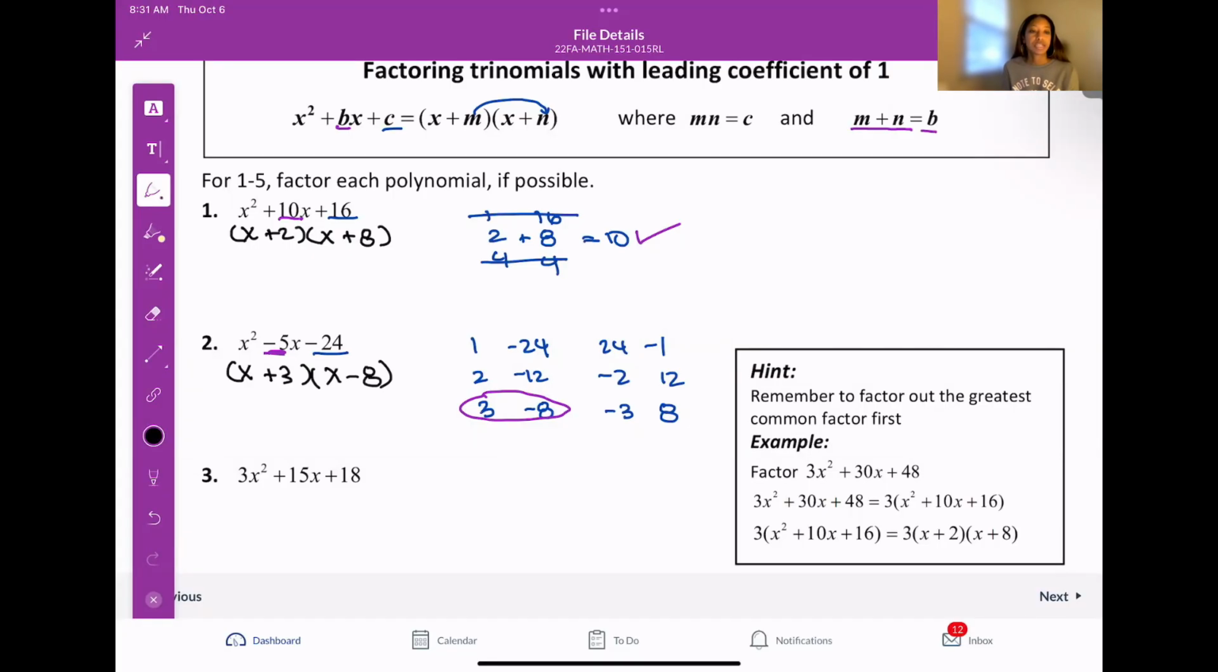So x plus 3 and x minus 8. Remember, one very nice thing also, after you're done factoring, if you want to check your answer, just FOIL out what you've found as your answer and see if you get the original problem. So you can use FOILing to check your answer.